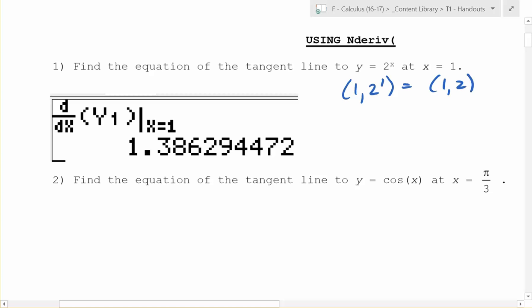So can someone just tell me what the equation is to 3 decimal places? Can someone just read me the equation? What's it going to be, Arvin? Y minus 2 times 1.386. Yeah, sure, or 1.38. That's fine. Times x minus 1. Done. Excellent. Fantastic.